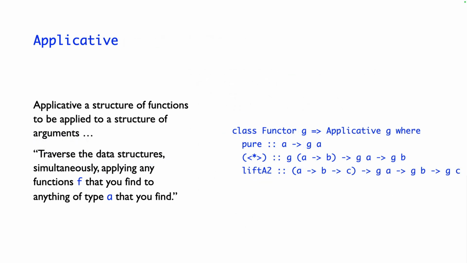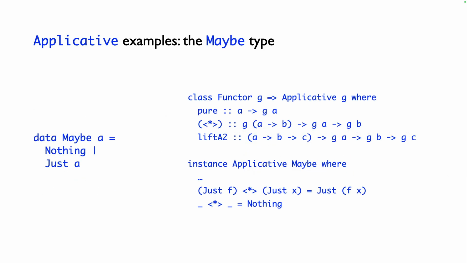Now, we can define it in another way, and this is the angle bracket star angle bracket, that says actually we can think of applying a structure of functions to a structure of arguments. So we traverse the function data structure and the argument data structure, and we apply a function that we find to an element of type A that we find. And let's see how those definitions work out.